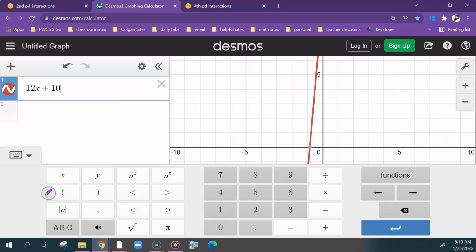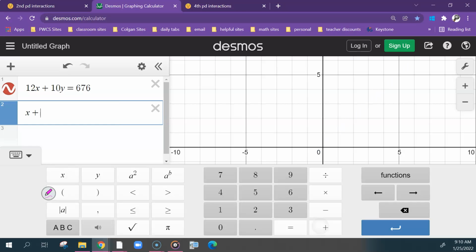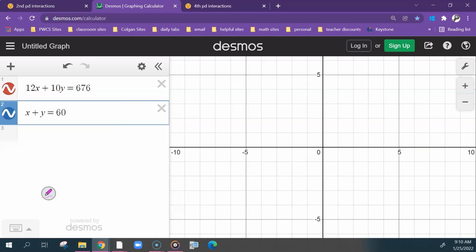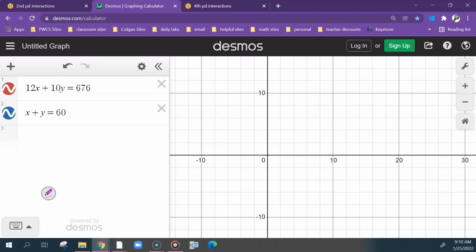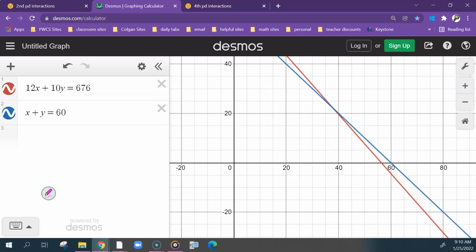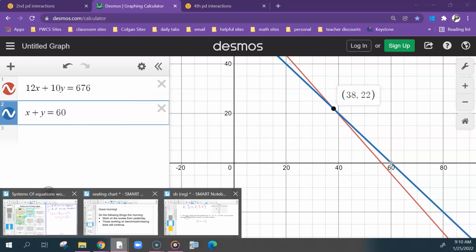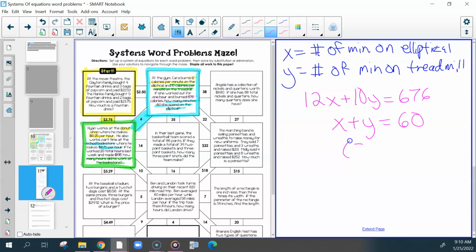12x plus 10y equals 676, and x plus y equals 60. So if you don't see it, you'll have to zoom out, especially because 676 will be a bigger number. There, 38, 22 would be our solution. But the question is only asking for time spent on the elliptical. That was our x. So we can answer x equals 38 minutes.